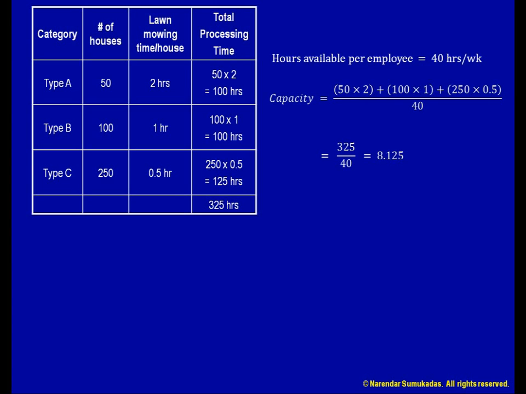Now that I've planned my employee capacity, let me look into the other resources I need. I am planning to equip each employee with a lawnmower. It looks like I will have to get 9 lawnmowers. I don't suppose 8 full-time and 1 part-time lawnmower will work.